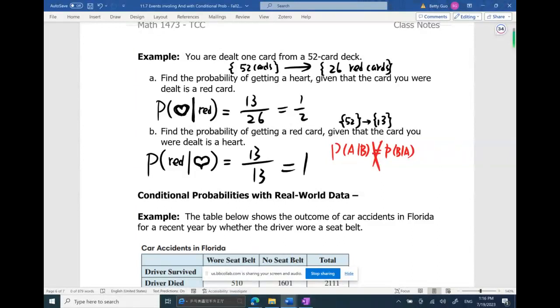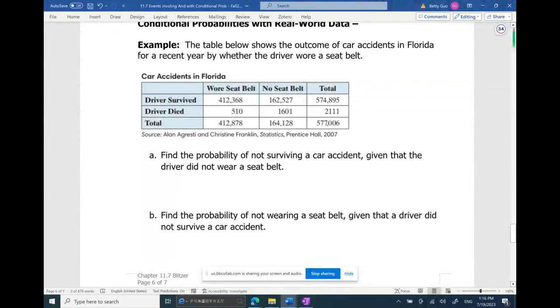Continue examples. The table below shows the outcome of car accidents in Florida for a recent year by whether the driver wore a seatbelt. Let's look at the table. Horizontally, we have two rows: driver survived, driver died. By columns, we have also two categories: wearing a seatbelt and not wearing a seatbelt, right? So in total, we have this many people. That's going to be the denominator for the empirical probability fraction.